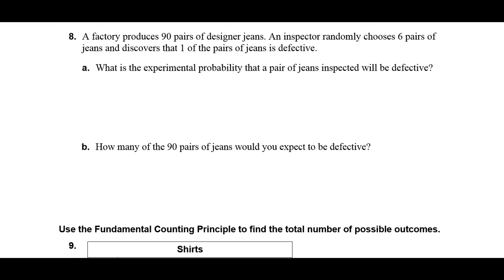Number 8, a factory produces 90 pairs of designer jeans. An inspector randomly chooses 6 pairs. Hold on, phone call. All right, sorry about that. So an inspector randomly chooses 6 pairs of jeans and 1 is defective. So what is the experimental probability? Here is my experiment that I conducted, that a pair of jeans will be defective. So the probability of defective is 1 out of 6.